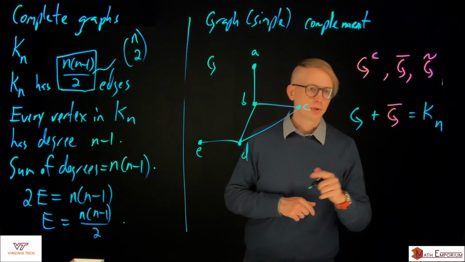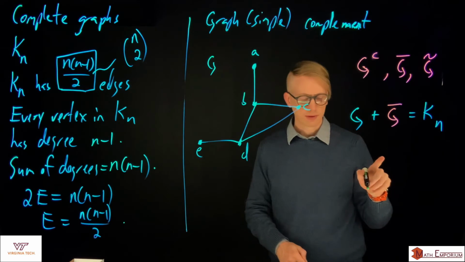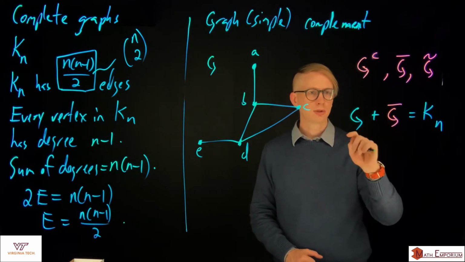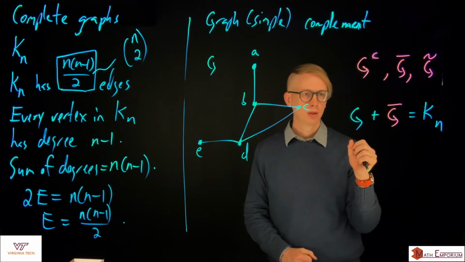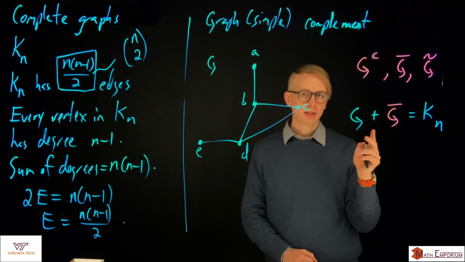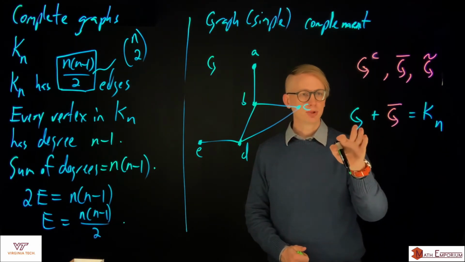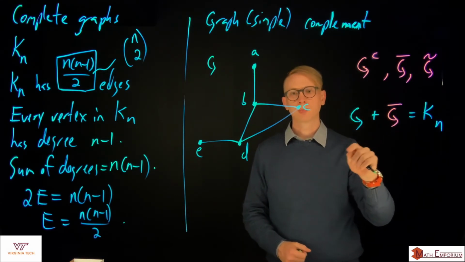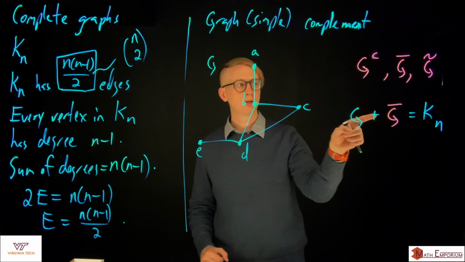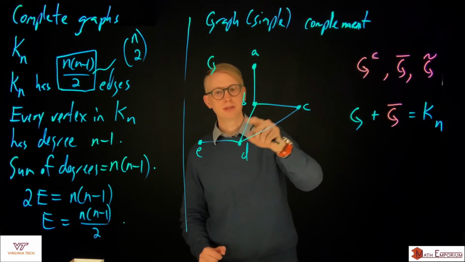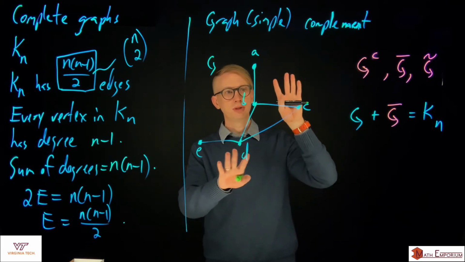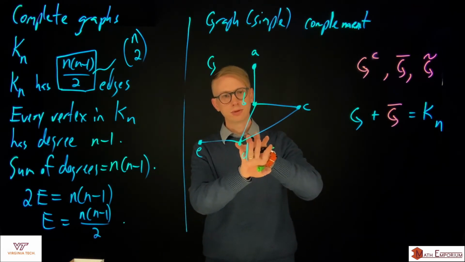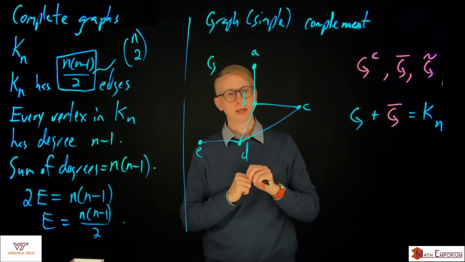Now let me explain graph addition real quick. For graph addition to occur, you need a couple things. First of all, you need the same number of vertices. Second, you need an idea of which vertices are the same. So if I'm talking about G bar, it had better have an A, B, C, D, and E. If I add them together, I simply glue the vertices together as they're labeled, and whatever graph I get is what I get.